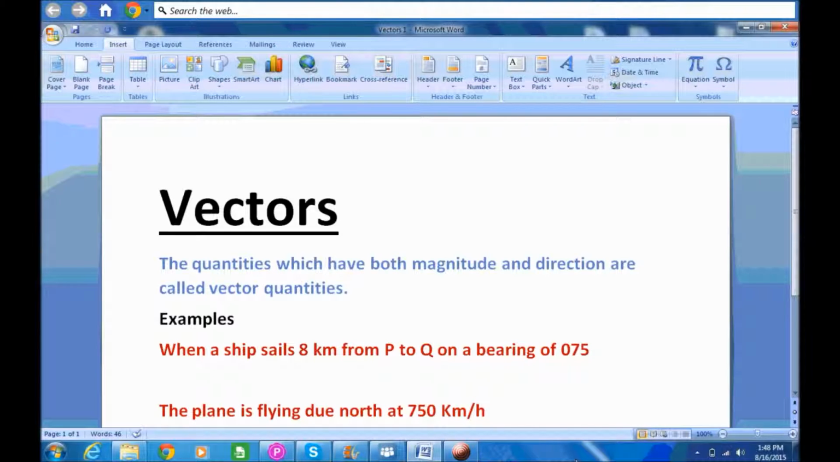Vectors. The quantities which have both magnitude and direction are called vector quantities. That's why these are called directional quantities.